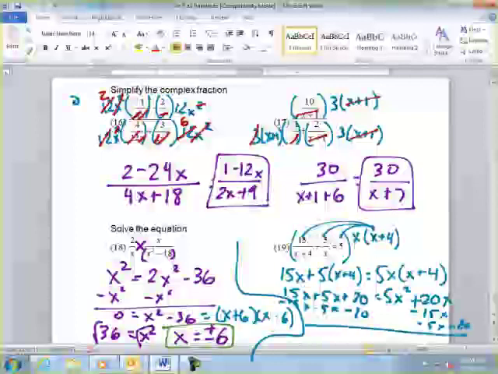Okay, and I'm running out of room. 0 equals 5x squared. All those x's cancel each other out, and I end up with just minus 20. What do you notice about both of those numbers? They're divisible by 5, so it's like 0 is equal to x squared minus 4.